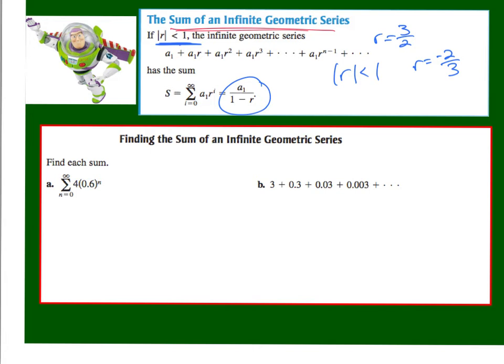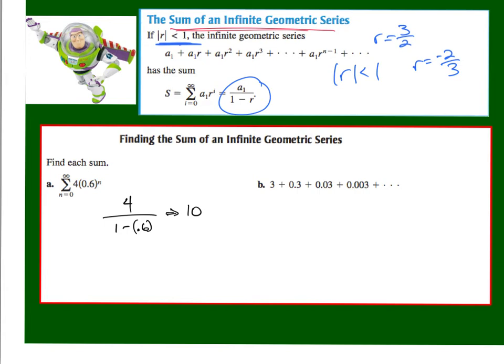So now I have a summation from 0 to infinity of 4 times 0.6 raised to the power of n. So I'm going forever and ever. Well, what's my first term? If I substitute in 0, what's my first term? 4. So now I have 4 over 1 minus, what's my common ratio? 0.6. First of all, is this 0.6 less than 1? Yes, so we can do it. So 1 minus 0.6 is 0.4. 4 divided by 0.4 is 10.